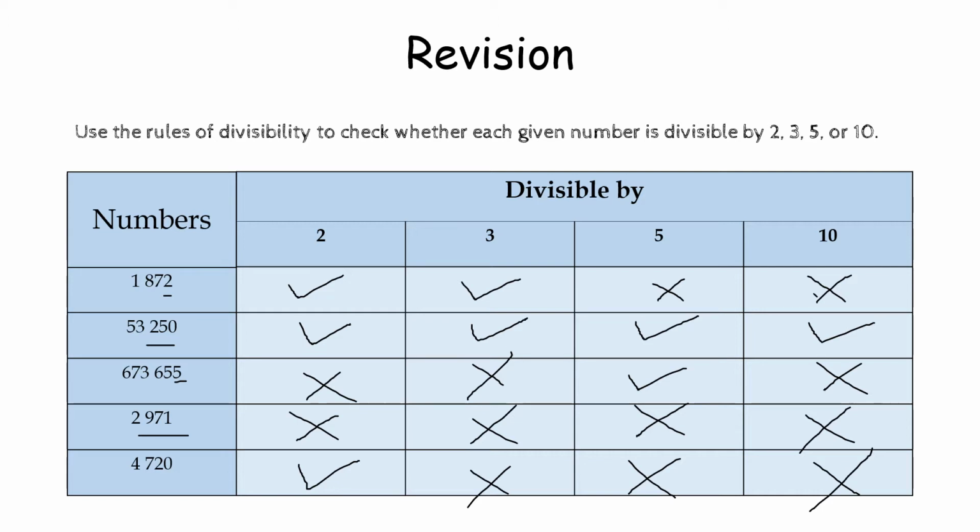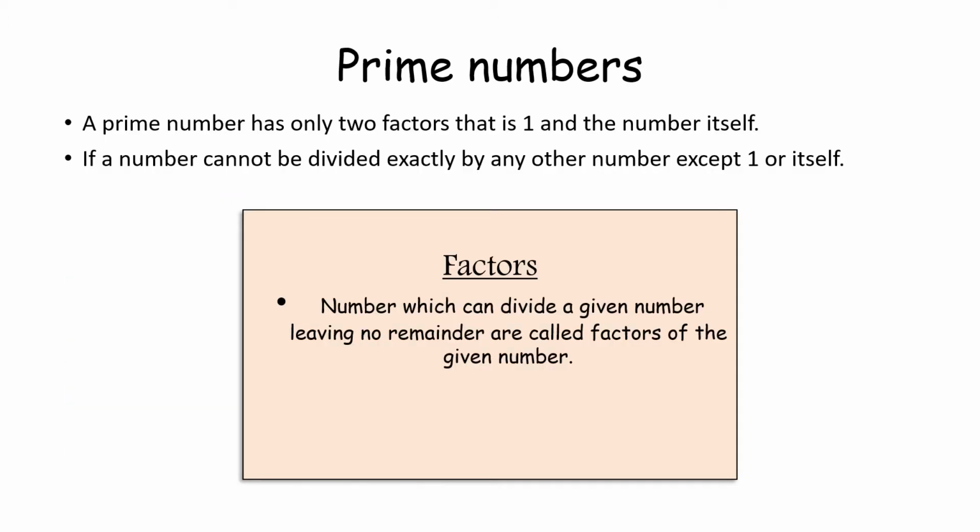Now let's move to our new topic, prime numbers. A prime number has only two factors, that is 1 and the number itself. First you need to understand what a factor is. So I have written here about factors. What is a factor? Numbers which can divide a given number leaving no remainder are called the factors of the given number. Means the numbers which can divide a given number are called factors of that particular number.